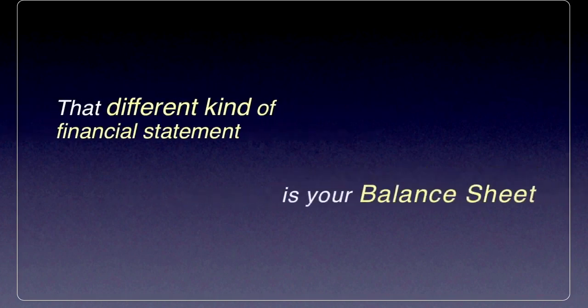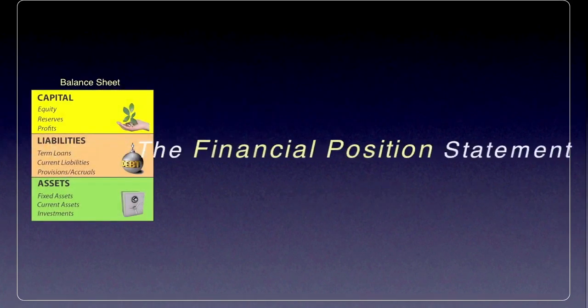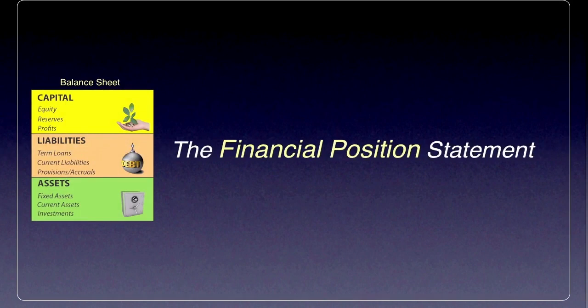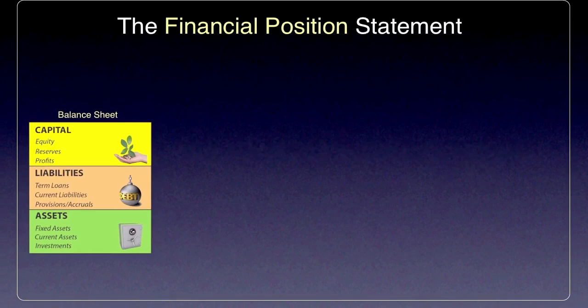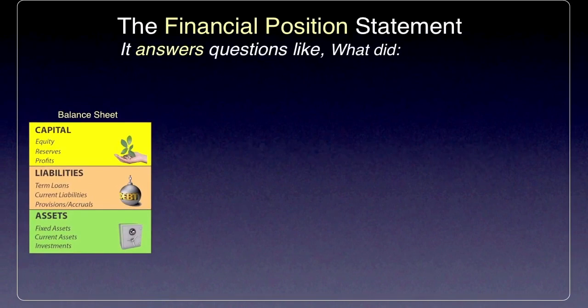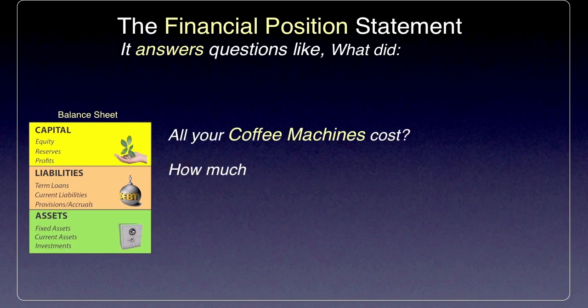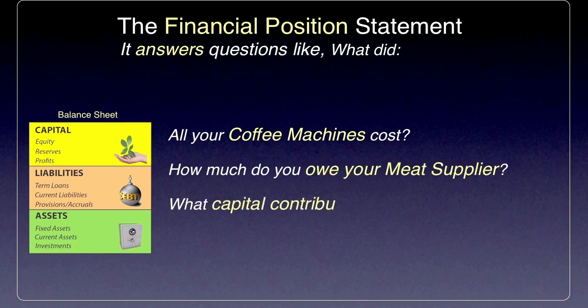That financial statement is your balance sheet. This is the second character in our story. While the profit and loss statement is called the performance statement, the balance sheet is called the financial position statement. It is a statement showing assets, liabilities, and capital of your hotel. The financial position statement answers questions relating to the assets, liabilities, and capital of your hotel. Financial position tells you what the hotel owns and what it owes.